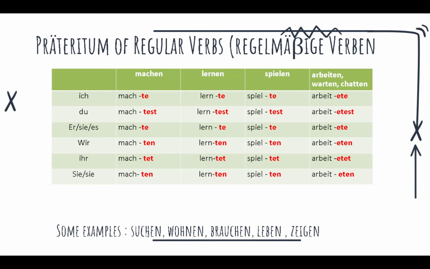Now I've given here some verbs for you to practice. You can conjugate suchen in Präteritum. You can also try to conjugate wohnen, brauchen, leben, zeigen. So leben and wohnen are actually synonyms. Both these verbs mean to live, and zeigen means to show. So please try to conjugate these verbs yourself.